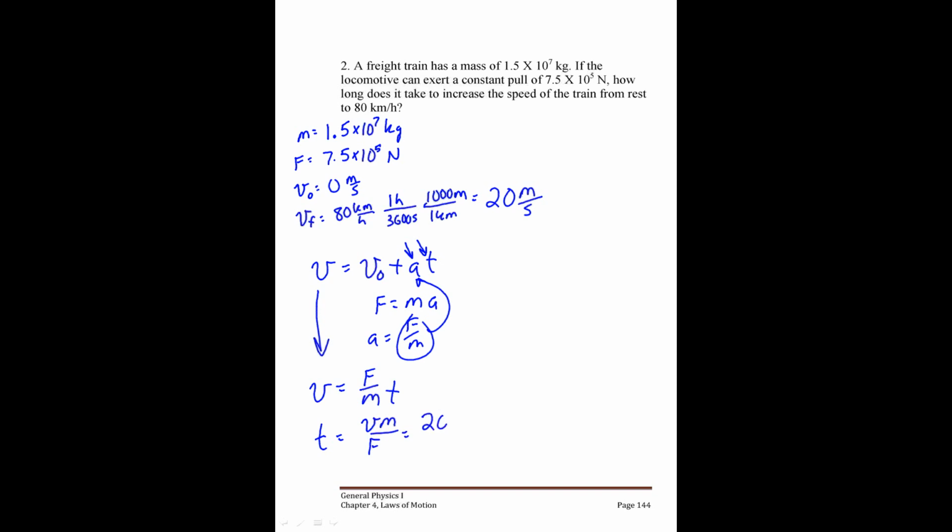V is 20 meters per second. M is 1.5 times 10 to the 7th kilograms. And F is 7.5 times 10 to the 5th newtons. Let's see, that gives me 400 seconds.